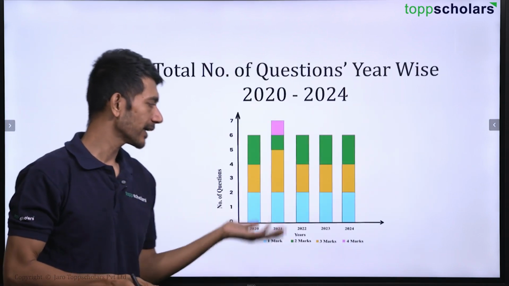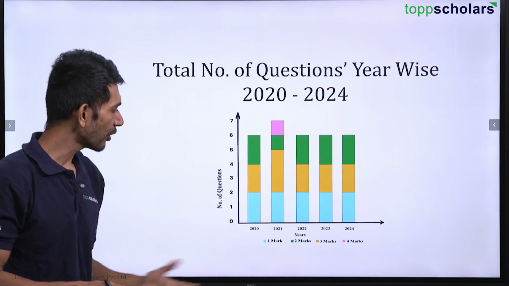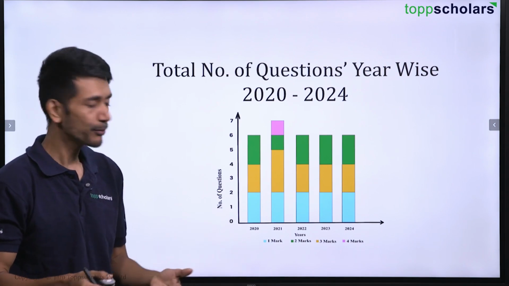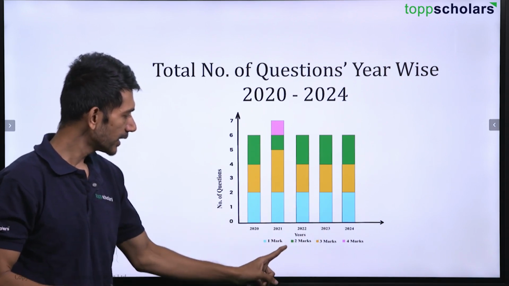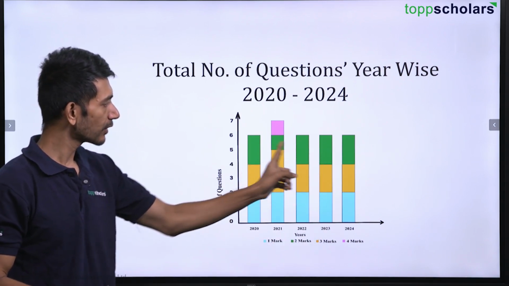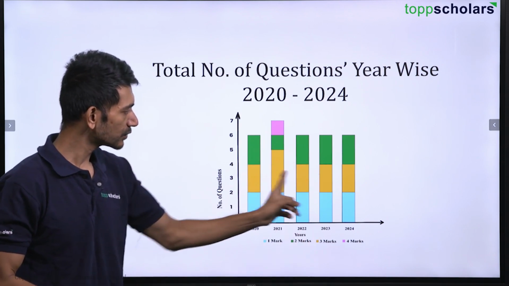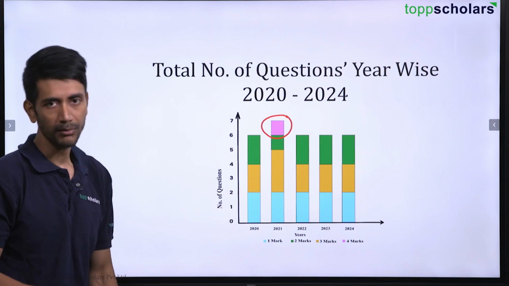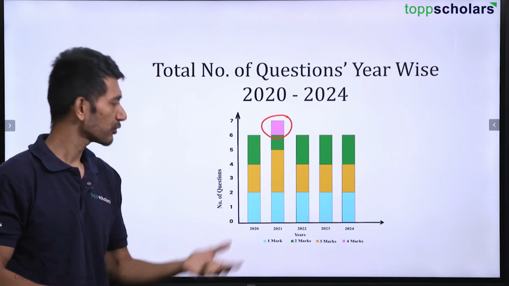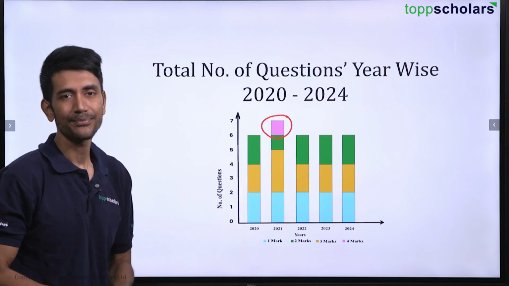You can also have a look at this graph. This gives you a clear idea of how many questions were asked for how many marks. You can see 1 marker was asked every year, 2 markers were also asked every year, and 3 markers were also asked every year. Only in 2021, 1 question was there of 4 marks, which is a rare possibility as per this data. Anyways, let's continue.